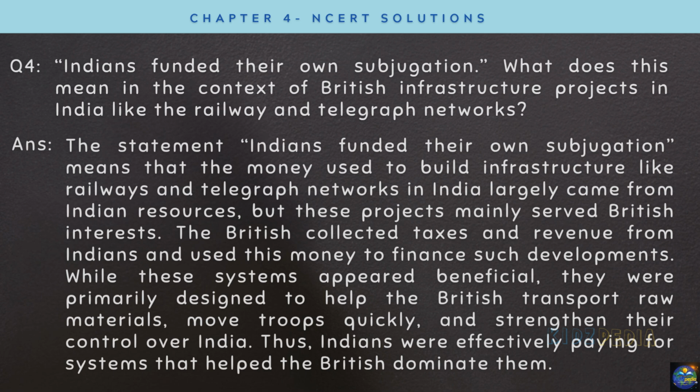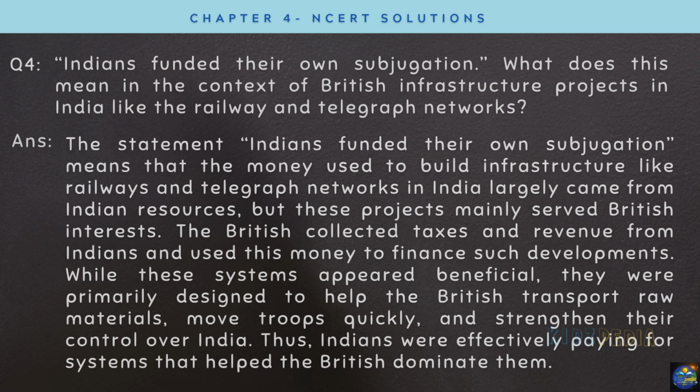The British collected taxes and revenue from Indians and used this money to finance such developments. While these systems appeared beneficial, they were primarily designed to help the British transport raw materials, move troops quickly, and strengthen their control over India. Thus, Indians were effectively paying for systems that helped the British dominate them.